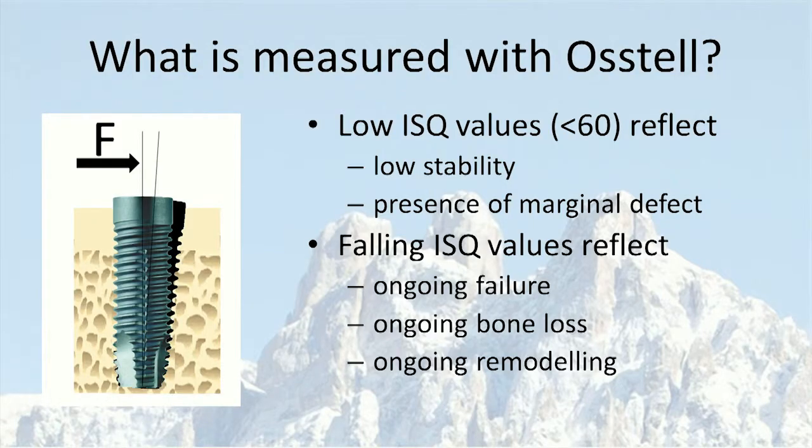And in cases where we start with very high stability, let's say 80, 85 ISQ, we can see a decrease due to ongoing remodeling, but then there will be a flatten out effect around 70, 75. That is not an ongoing failure. So I think all these factors will be discussed by the coming presenters.